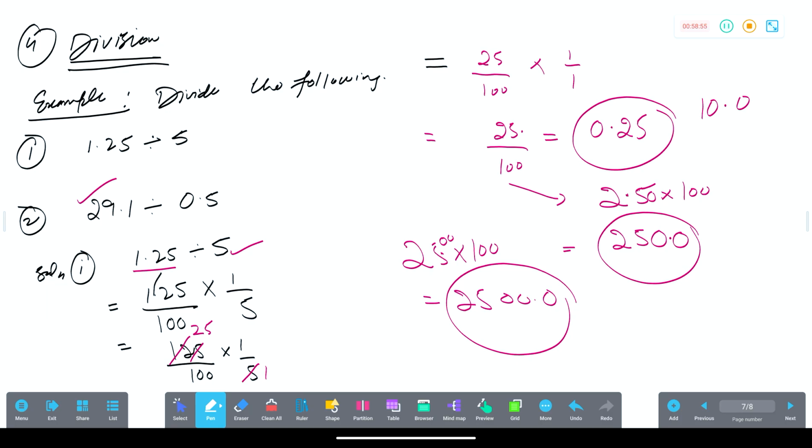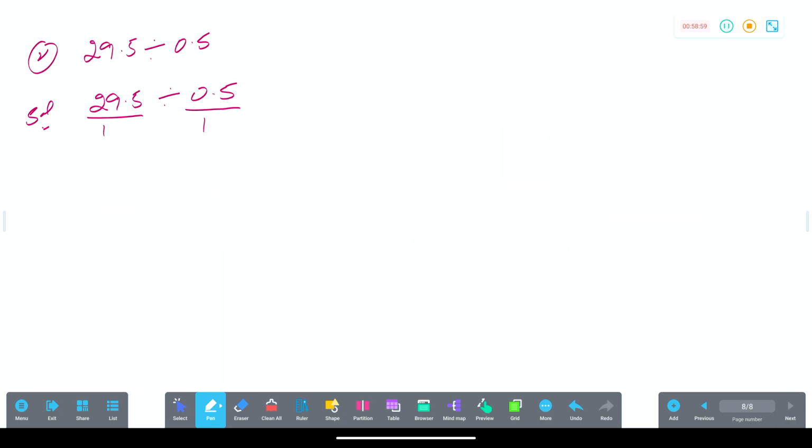Now here both are decimal numbers. I will convert them into decimal fractions. With denominator 1, cancelling point, 1 0 will come down. Why? Because there is only one digit after the point. So now we have the numbers 295 by 10 divided by 5 by 10, because 0.5 means 5 by 10. It is 10 here.